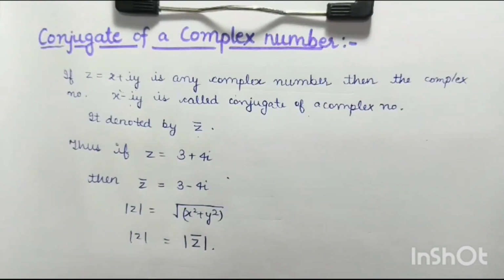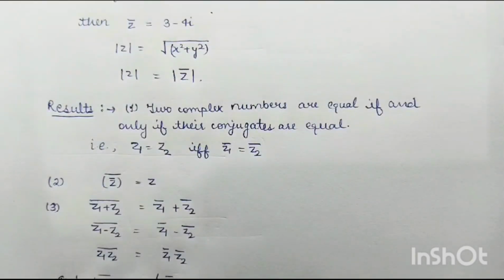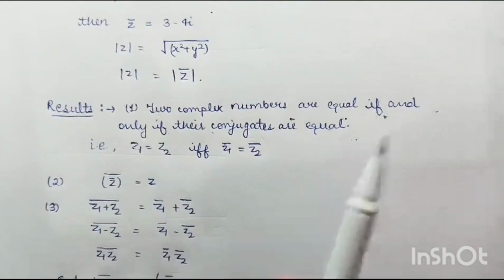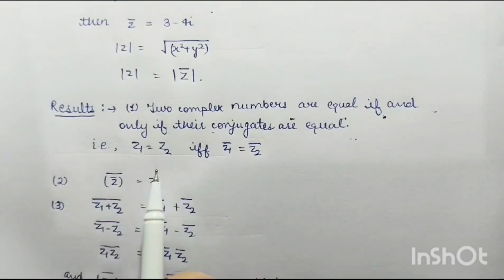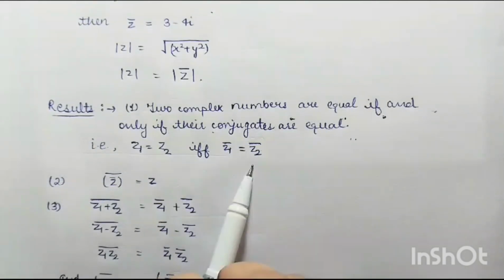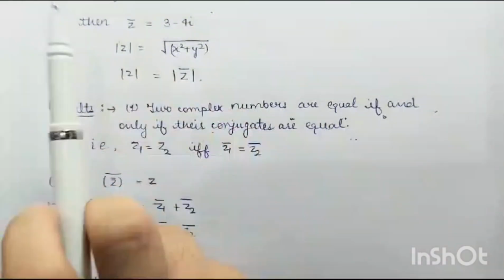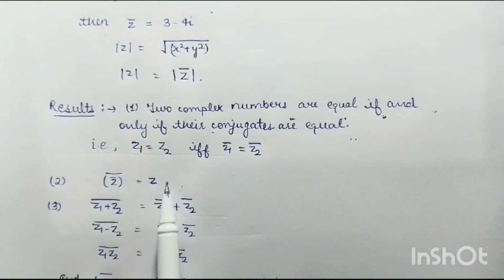There are some results that we must remember. First result: two complex numbers are equal if and only if their conjugates are equal. That is, z1 is equal to z2 if and only if z1 conjugate is equal to z2 conjugate. The second property is that the conjugate of z conjugate is always z.